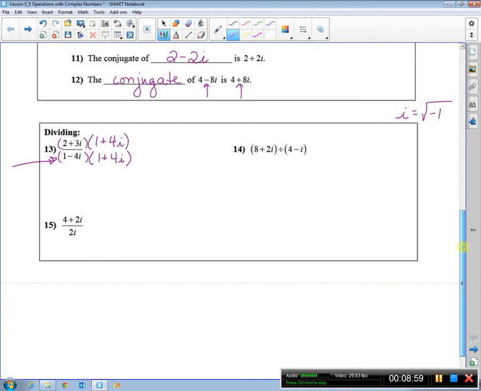So on the top and the bottom, I will multiply by 1 plus 4i. That's going to require foiling on the top and on the bottom. Go ahead, get a step ahead of me.